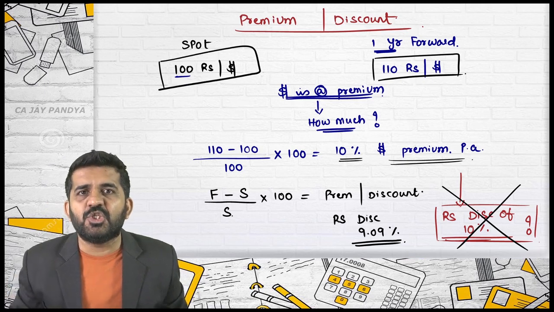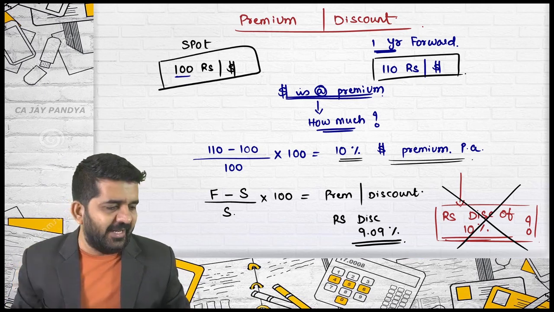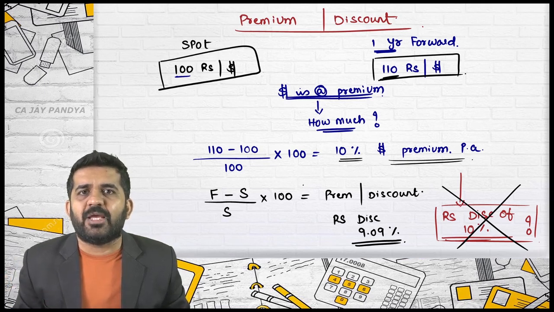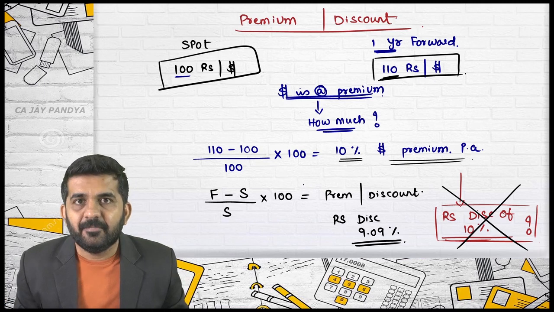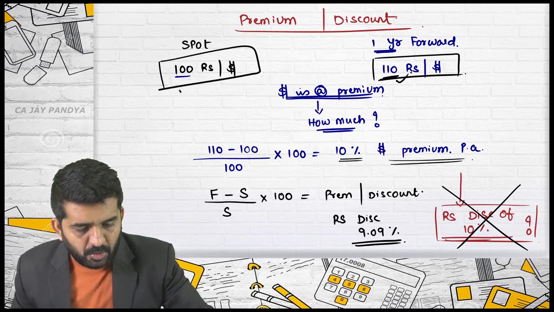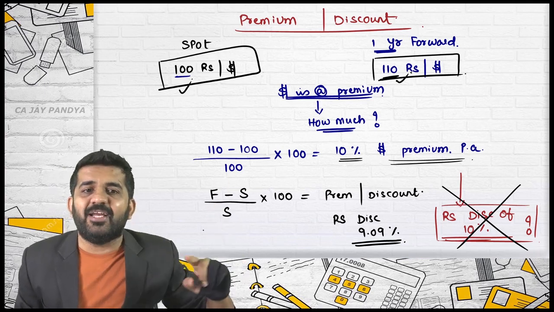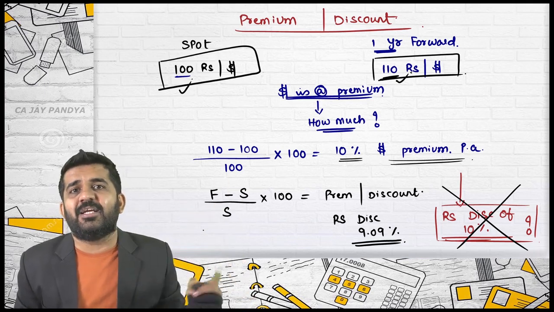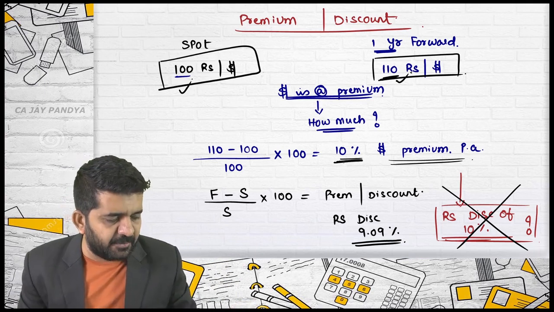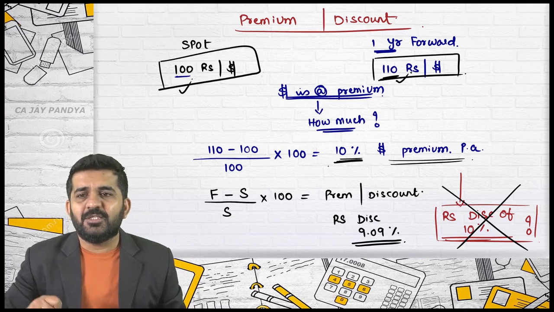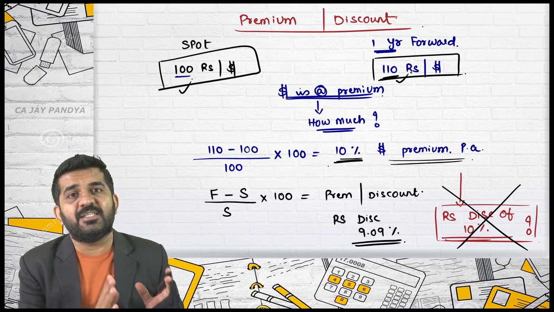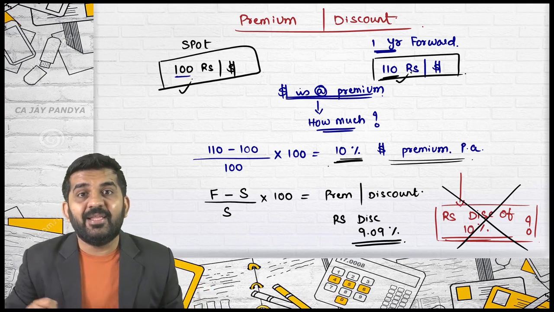If someone asks you, sir, I have given a consignment, I have sold the goods, and I am going to get dollars after 1 year, which rate will be applicable? This rate will be applicable. I'll say, what is the rate now? 100. So in the forward market, it is at a premium, and how much premium is running? 10%. This is just an explanation to a person to whom dollar is receivable or payable after 1 year. Then he can decide.